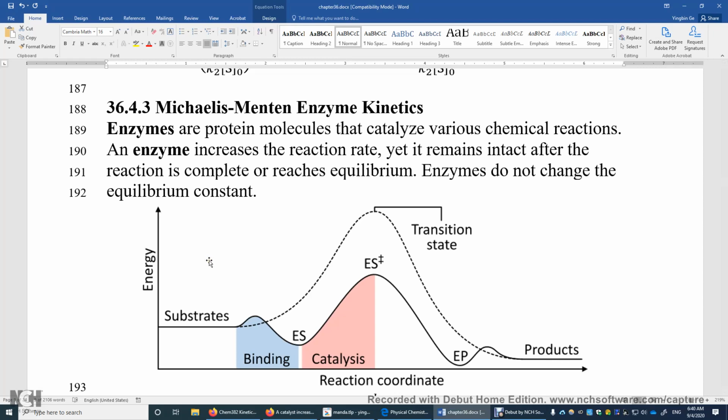36.4.3 Michaelis-Menten enzyme catalysis. Enzymes are protein molecules that catalyze various chemical reactions. An enzyme increases the forward and reverse reaction rates by the same factor. Yet the enzyme remains intact after the reaction is complete or reaches chemical equilibrium. Enzymes do not change the equilibrium constant.